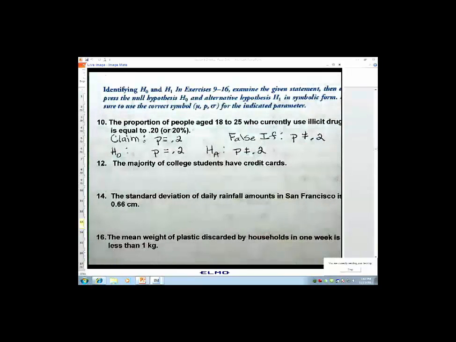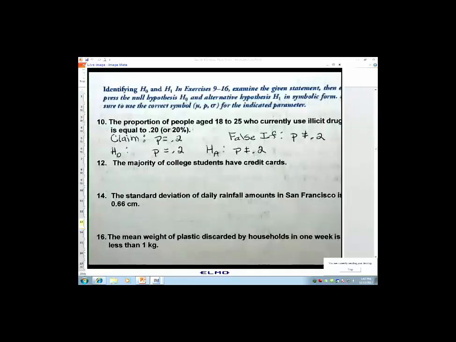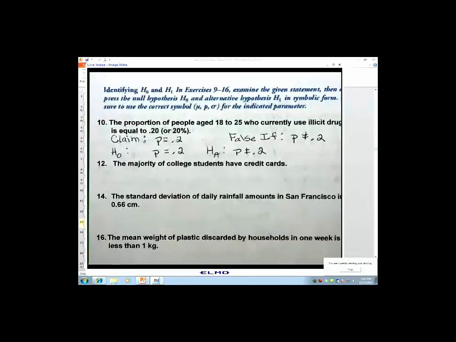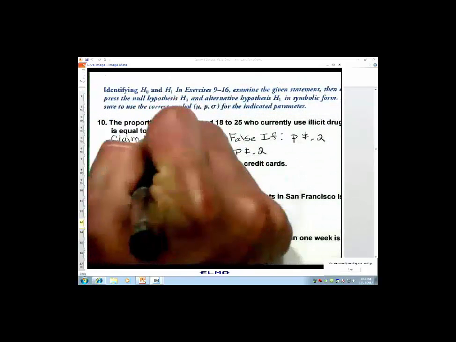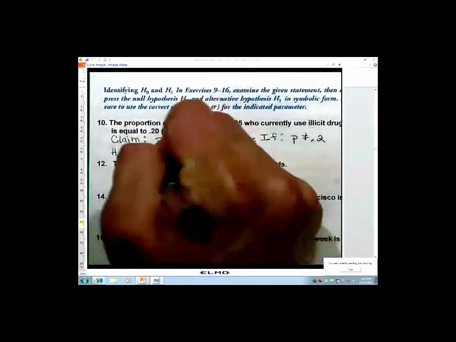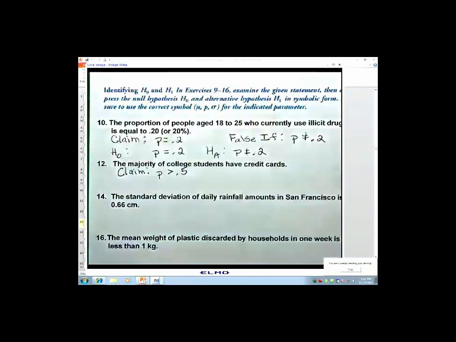Are we talking about a proportion, a mean, or a standard deviation? Majority means what? Proportion is greater than 50%. More than 50% of students have credit cards. That's another way of saying that sentence. So, what's the claim? That's exactly it. P is greater than 0.5, because that's what majority means. It's not equal to 0.5. Exactly 50% wouldn't be a majority. It's got to be greater than 0.5.